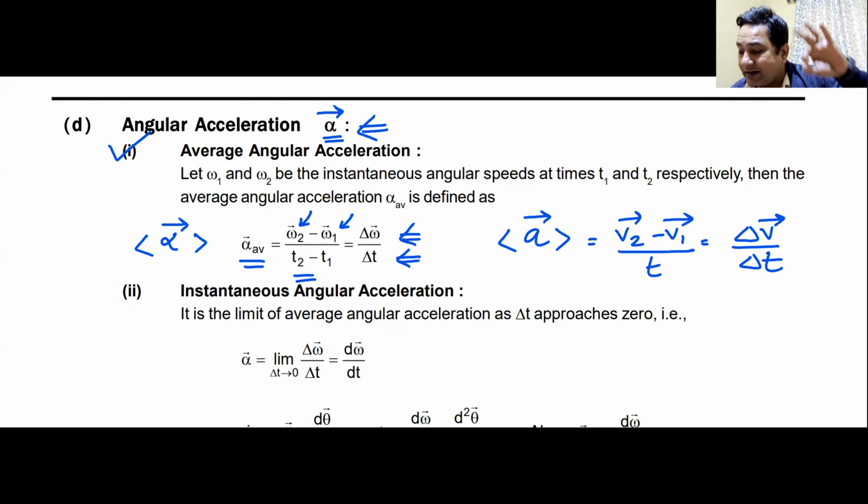Do we all understand this? Can I have some response that we understand this, sir? Again, this is a vector and this is an axial vector. That means the direction is given in terms of the rotation axis. I'll give you a minute to note down what is average angular acceleration.